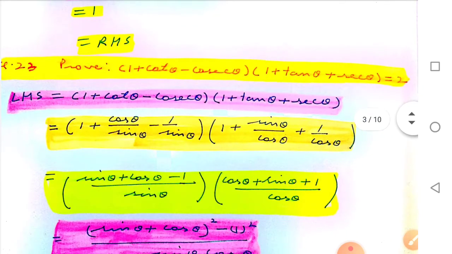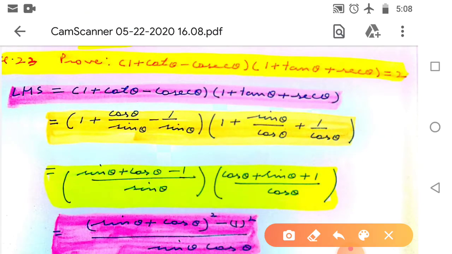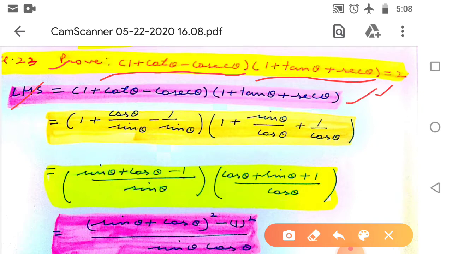question number 23, right. Prove that (1 plus cot theta minus cosec theta) into (1 plus tan theta plus sec theta) is equal to 2. Okay, so we start with the LHS. The LHS is (1 plus cot theta minus cosec theta) into (1 plus tan theta plus sec theta).